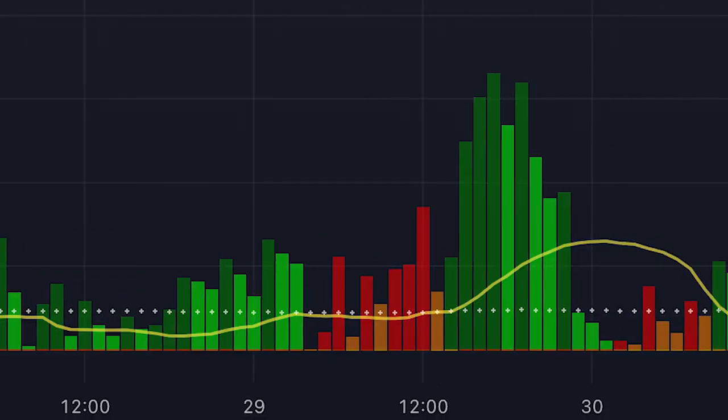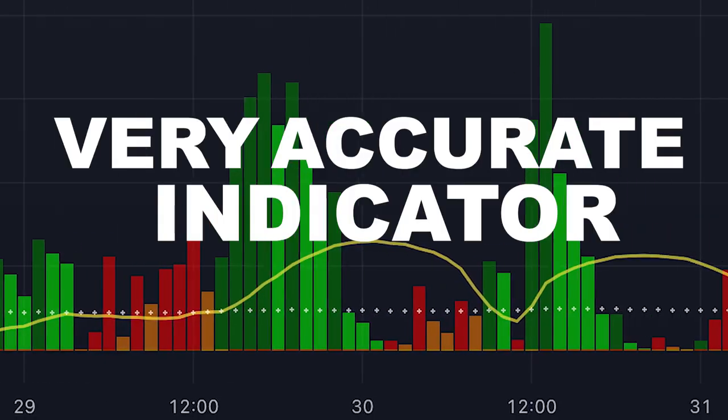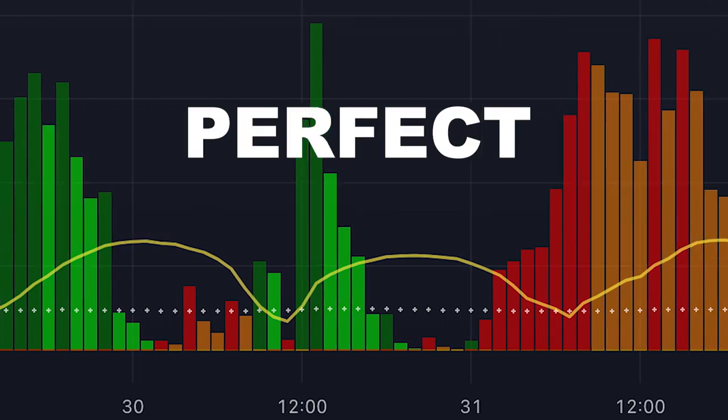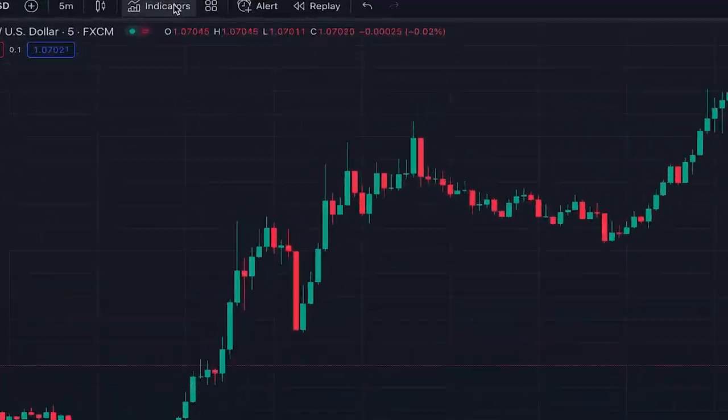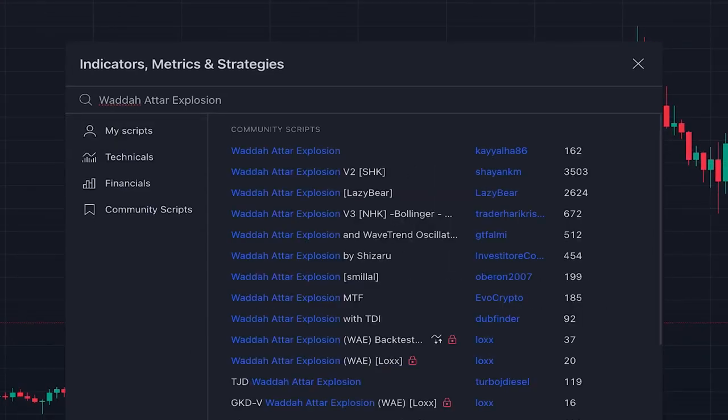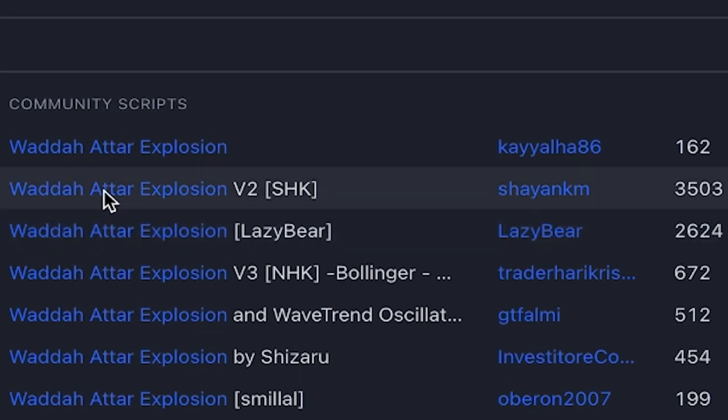In today's video, I want to introduce a very accurate indicator on TradingView that generates perfect buy-sell signals. To add this amazing indicator to our chart, here we click on indicators and we search Water Otter Explosion. This one, Water Otter Explosion version 2, which is written by someone named Cheyenne KM.